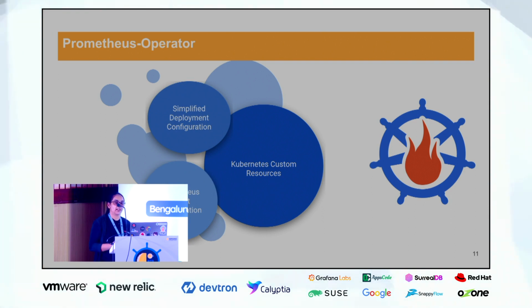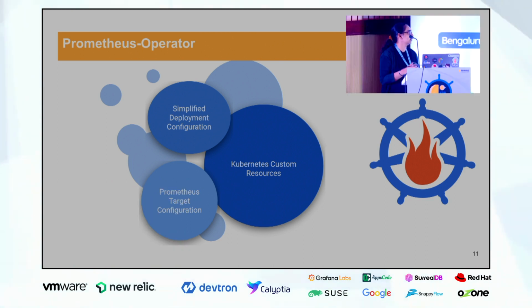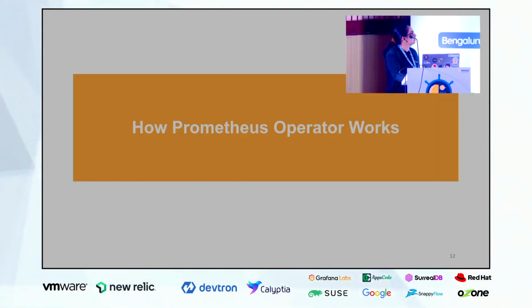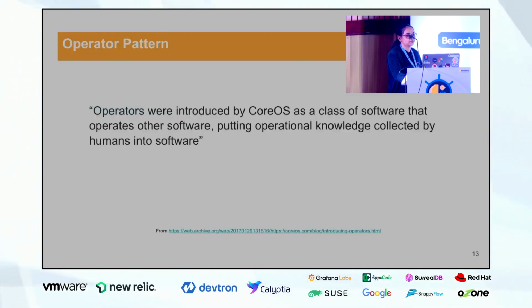And not only that, you can also define how many targets, which all targets to monitor. You just need to specify everything in the YAML format, and the operator can take care of the rest of the things for you. So how does the Prometheus operator work?